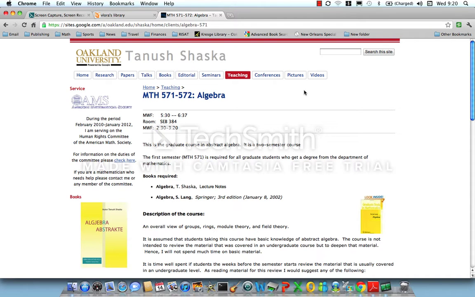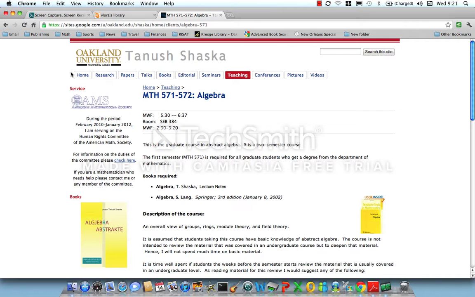Good afternoon. This is Algebra 571, 572, the graduate sequence of algebra, and it will be a two-semester course. The first semester will be Algebra 571. I will go briefly over some remarks and comments on how the course is organized, and then we will get to the topics that will be covered in this course, and start with the first lecture.